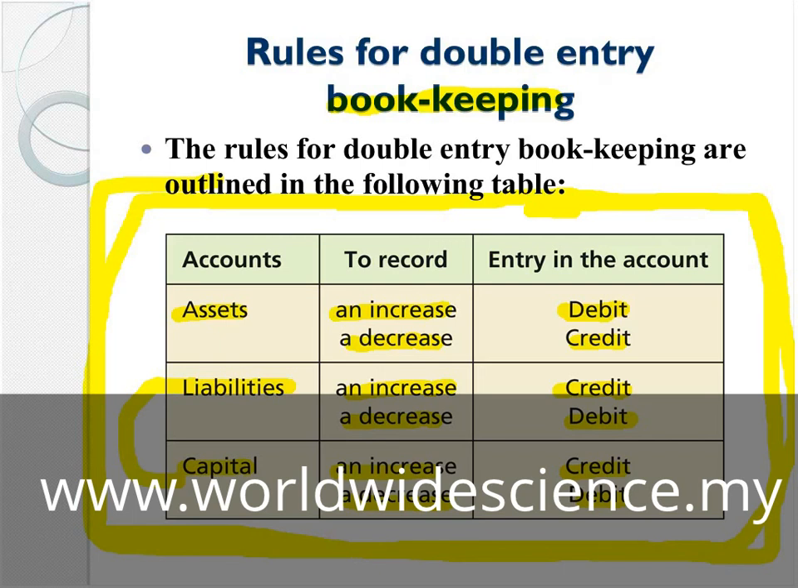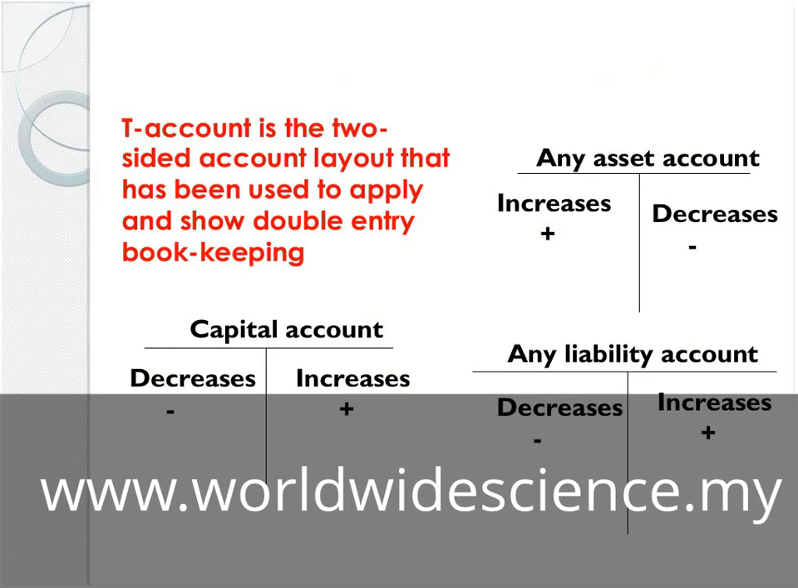So the transaction account is the two-side account layout that is used to apply and show double entry bookkeeping. Any transaction must be shown in the double entry account. You see? Here are assets. If they increase, you remember we show it on the debit side, on the left side. If they decrease, we show it on the credit side. What about capital and liability, which are the same? If they decrease, we show it on the debit side. If they increase, we show it on the credit side. You see?